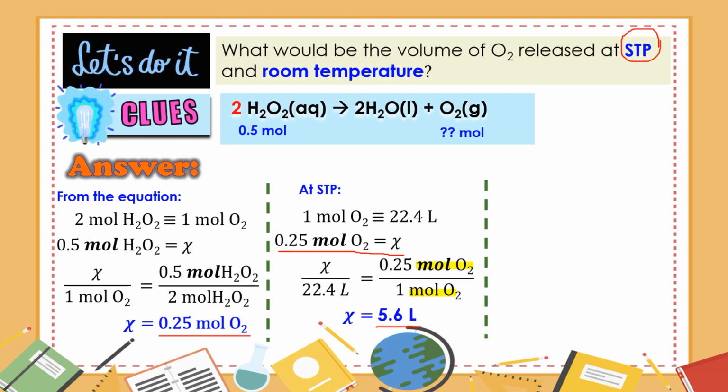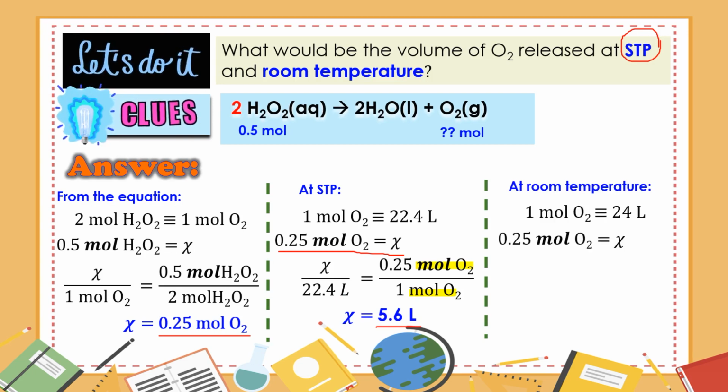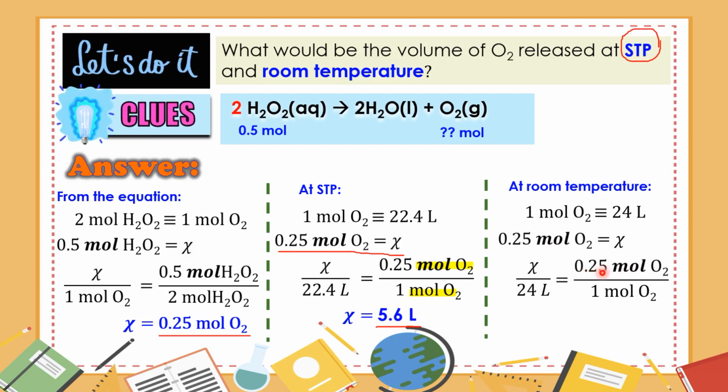Therefore, the volume of oxygen at STP is 5.6 liter. For the volume of oxygen at room temperature, we can relate 1 mole of oxygen is equivalent to 24 liter. So 0.25 mole of oxygen is equal to 0.25 mole times 24, and we can cancel out the same unit here. Therefore, the volume of oxygen gas released at room temperature is 6 liter.